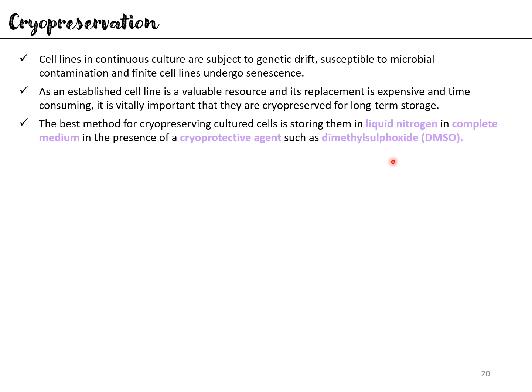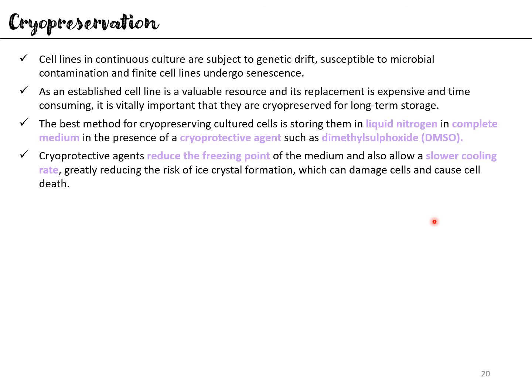The best method for cryopreserving cultured cells is storing them in liquid nitrogen at a temperature of minus 196 degrees centigrade in complete medium in the presence of a cryoprotective agent like DMSO, or dimethyl sulfoxide. Now, what is the utility of this cryoprotective agent? The cryoprotective agents will reduce the freezing point of the medium and allow a slower cooling rate, therefore greatly reducing the risk of ice crystal formation, which would otherwise damage the cells and cause cell death.